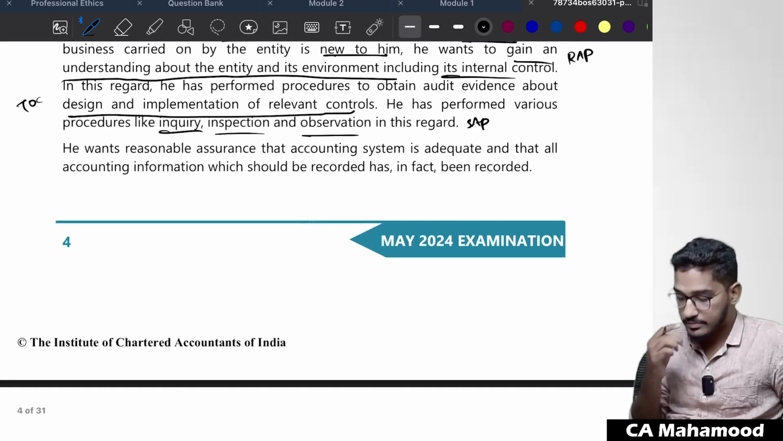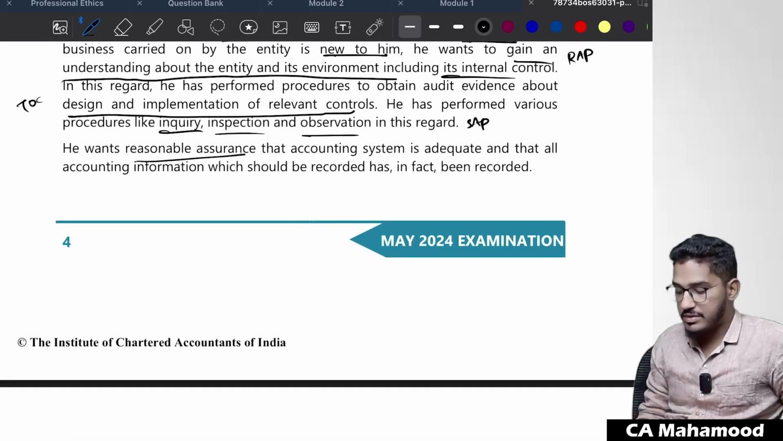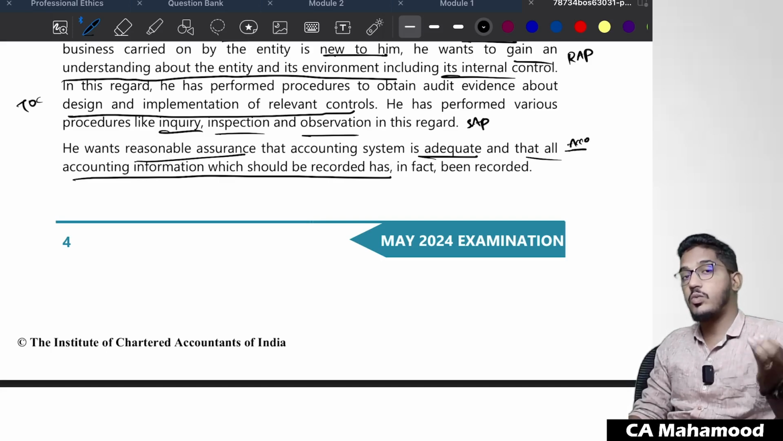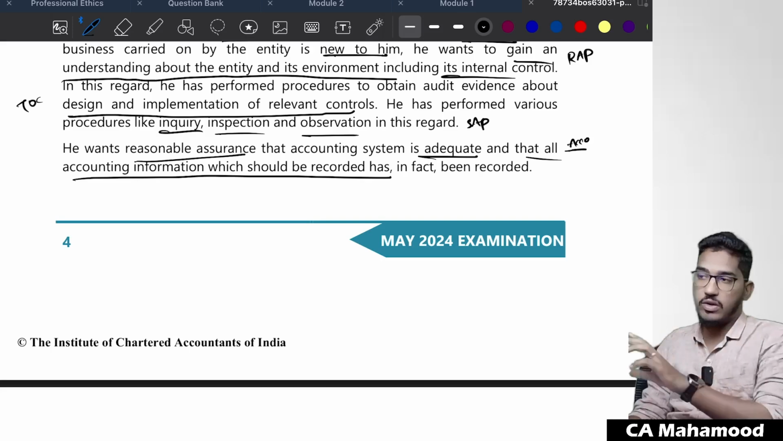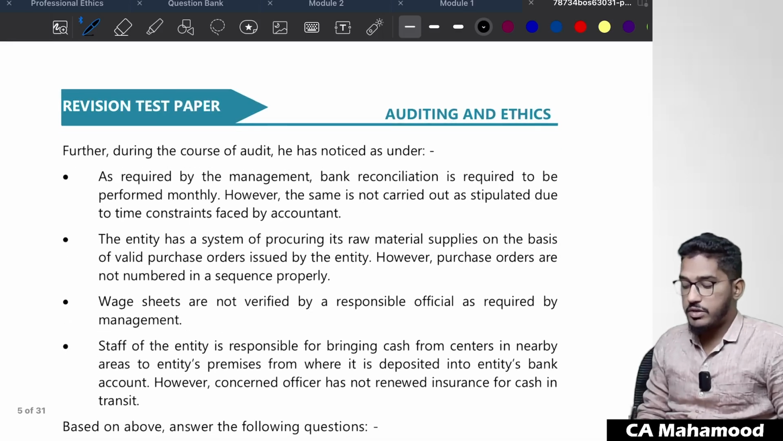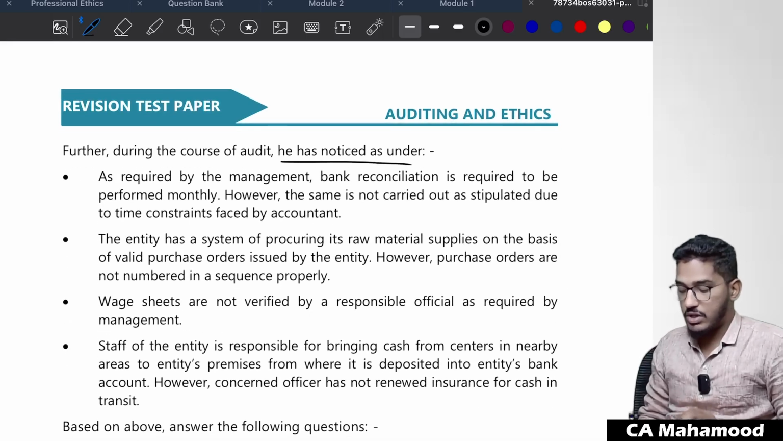Very good. Next. He wants reasonable assurance that the accounting system is adequate and that all accounting information which should be recorded has in fact been recorded. So he wants to make sure that the accounting software, whatever they are using, is adequate, and that all the expenses and information required to be recorded have been recorded in the books of accounts. Next one. Further, during the course of audit, he has noticed as under. Now they are telling some observations.